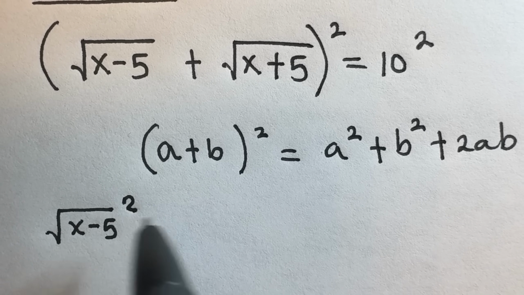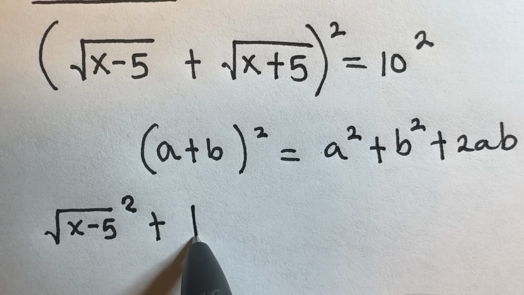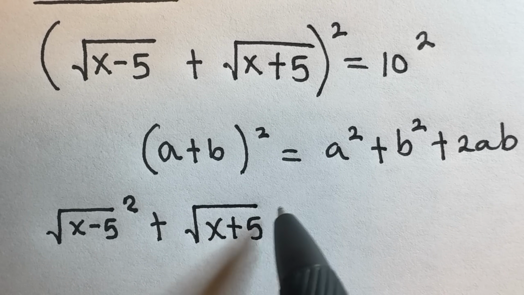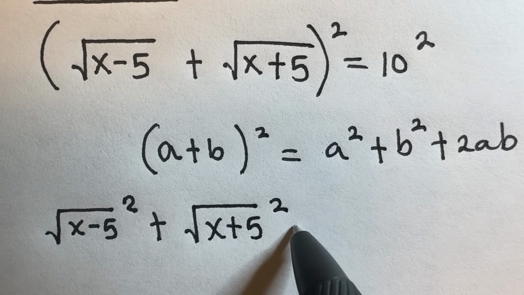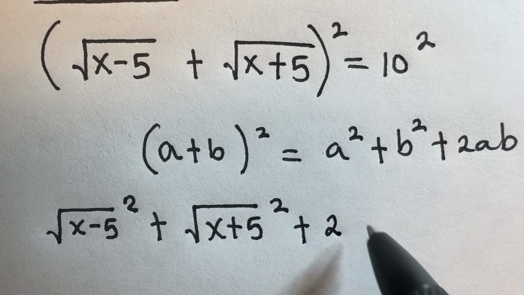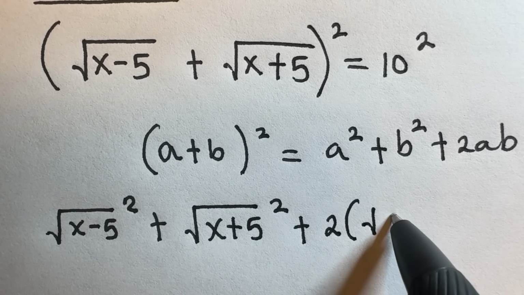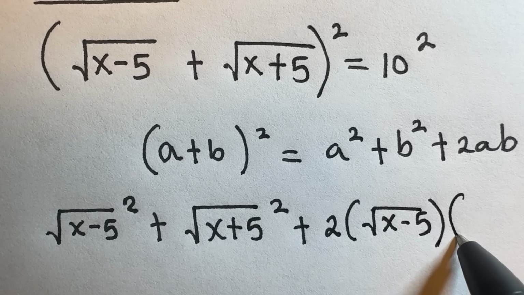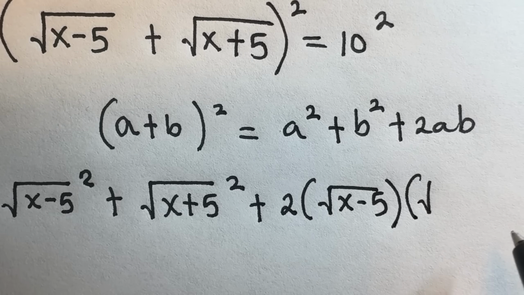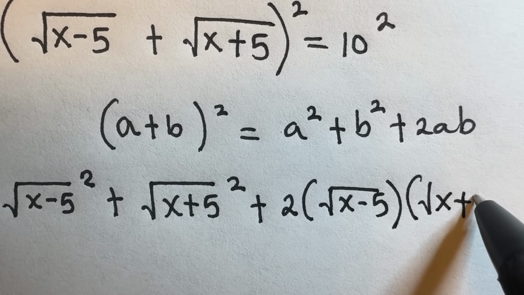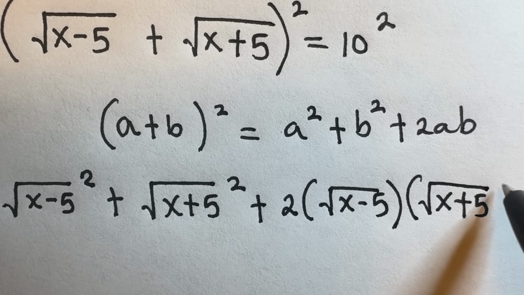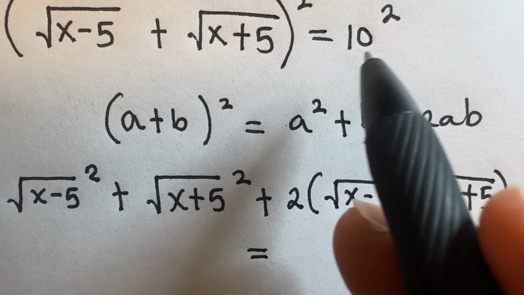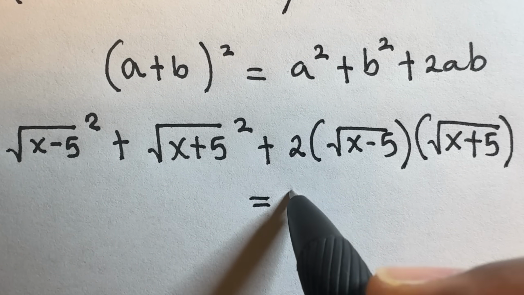squared, then plus square root of x plus 5 squared, then plus 2 times square root of x minus 5 times square root of x plus 5, then equal to 10 raised to power 2, which is 100.